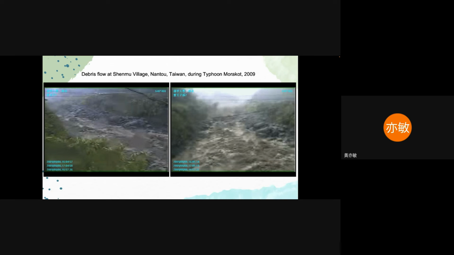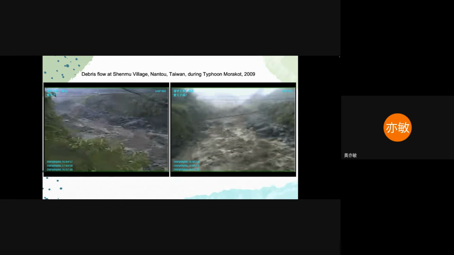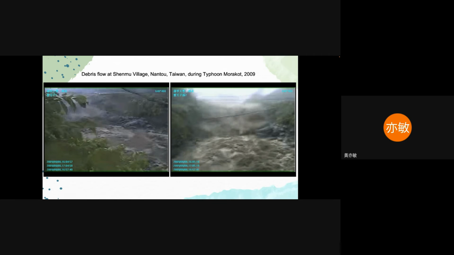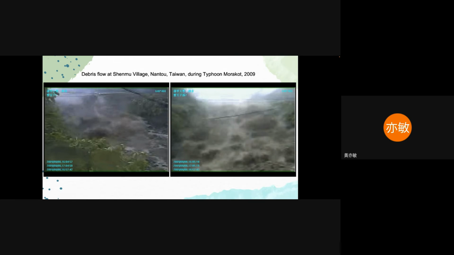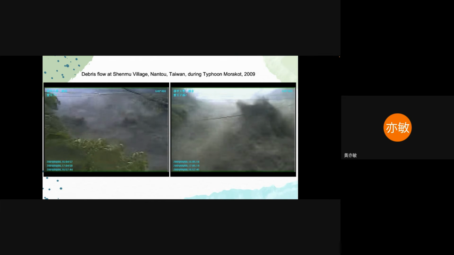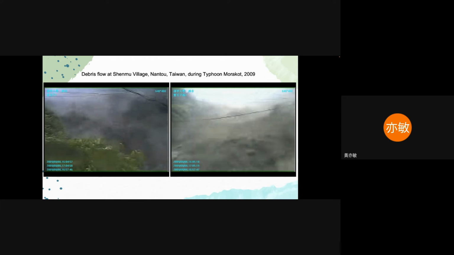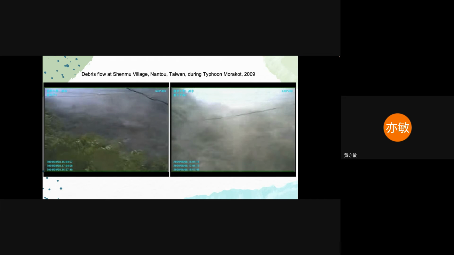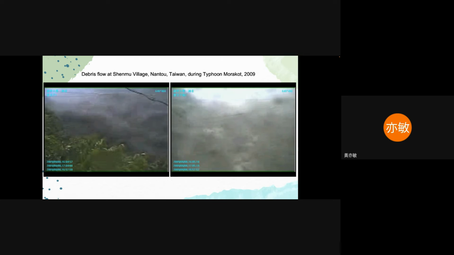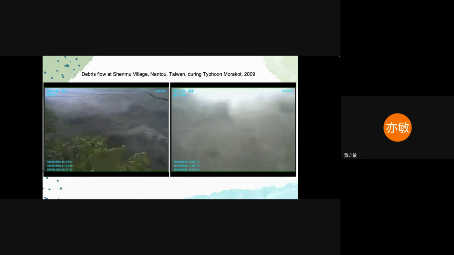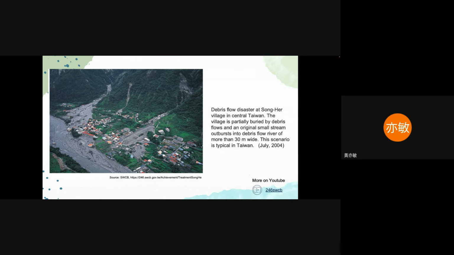This video shows you the real-time video clips we captured for a debris flow that occurred in the middle part of Taiwan. It's quite shocking when you watch the videos for the first time. You can search the video on the internet because it was captured in 2009 after Typhoon Morakot. So debris flow is a common disaster in Taiwan, especially in mountain areas.